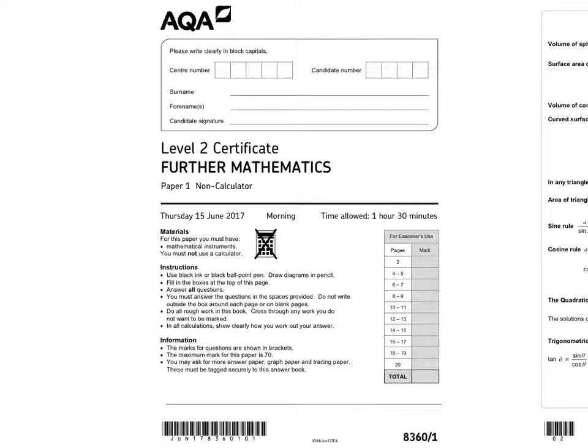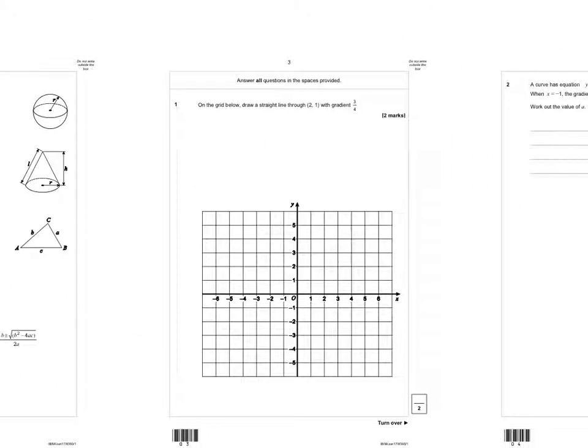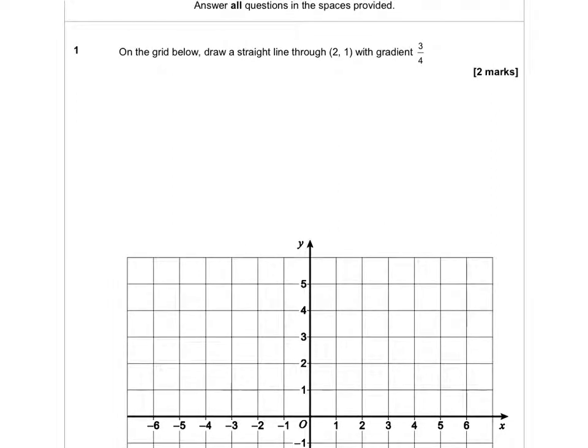This is a walkthrough for paper one of the further maths papers. We've got our formula page, which is going to come in handy, and we're starting off with this question.